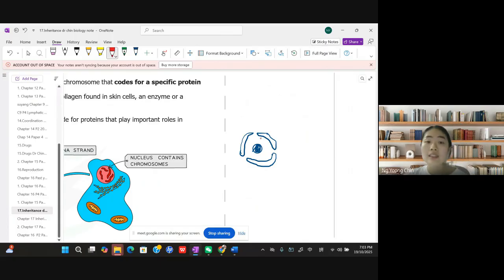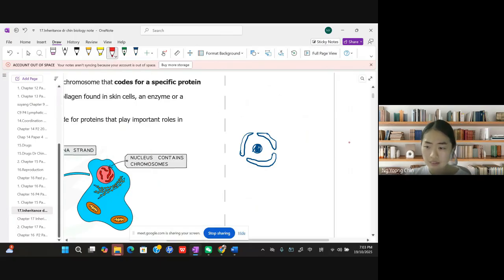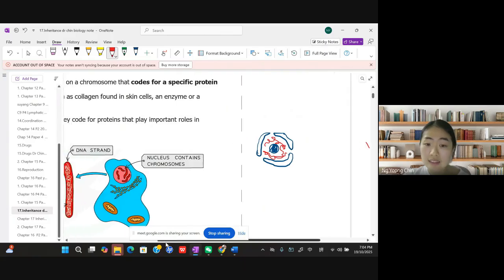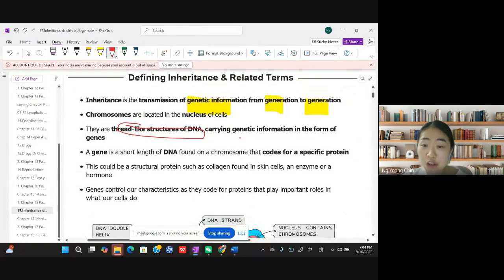So what is the structure which surrounds the nucleolus? It is the DNA, okay? So you can see the DNA, it will be like this. It looks messy, to be honest, it really looks messy. So this is the DNA. DNA is a thread-like structure which is enclosed within the nucleus. So what is the function of DNA? What the DNA does is carry the genetic information in the form of genes.